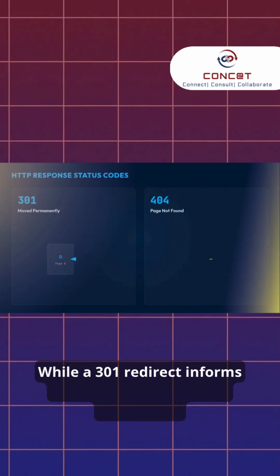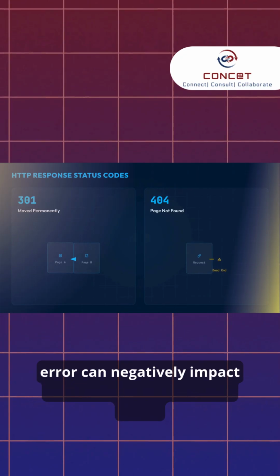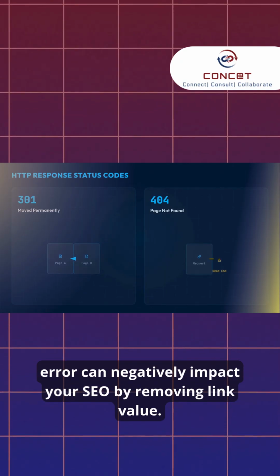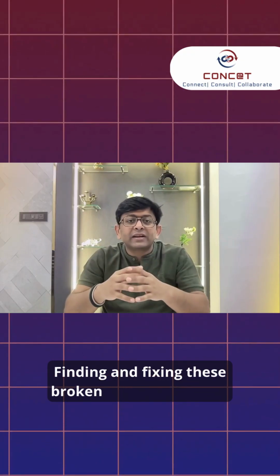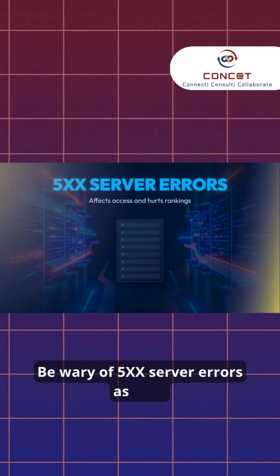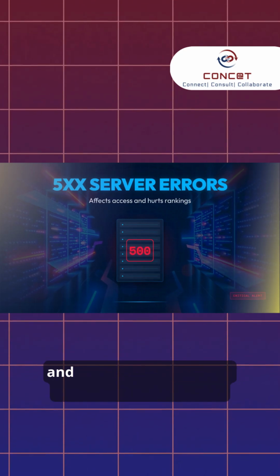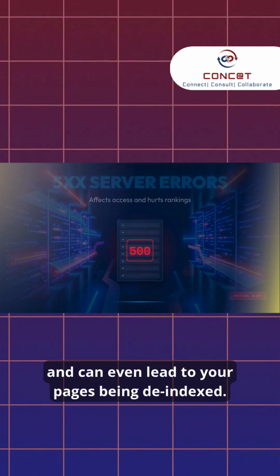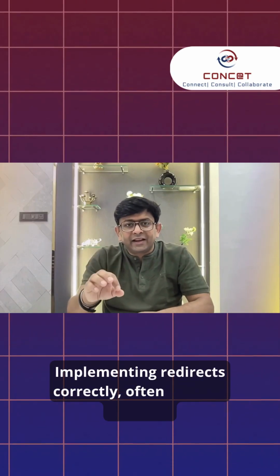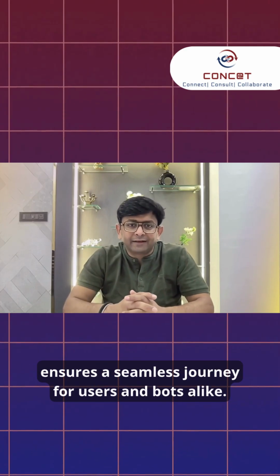While a 301 redirect informs search engines a move is permanent, a 404 error can negatively impact your SEO by removing link value. Finding and fixing these broken links is essential. You should use tools like Google Search Console to identify these errors. Be wary of 5xx server errors as well. They hinder access, slow down crawling, and can even lead to your pages being de-indexed. Implementing redirects correctly, often through .htaccess or server-side scripting, ensures a seamless journey for users and bots alike.